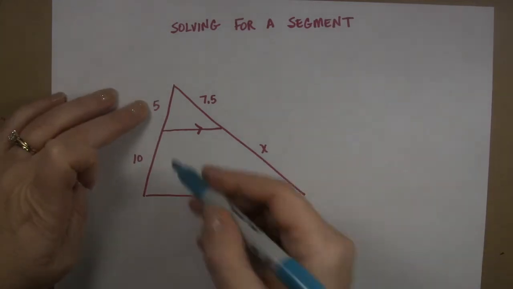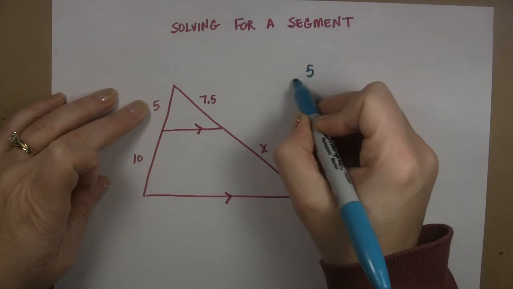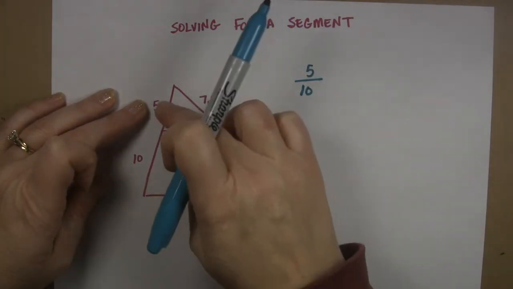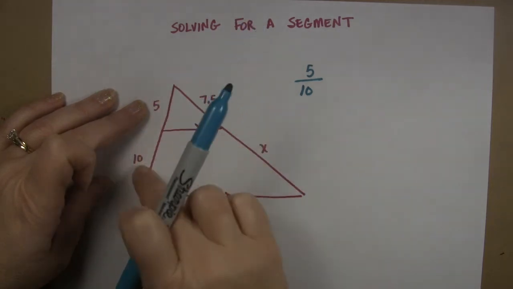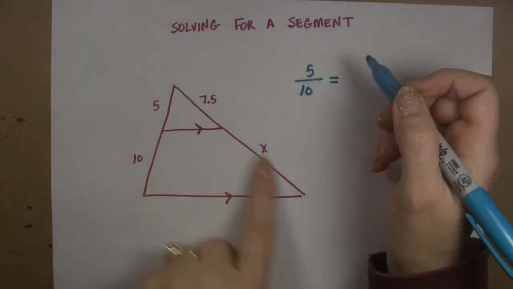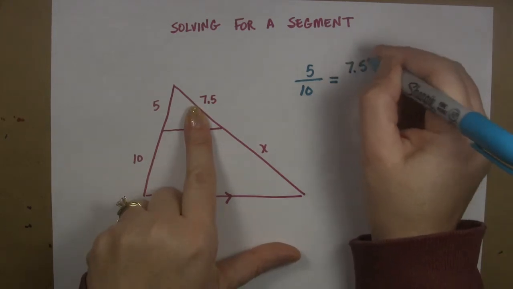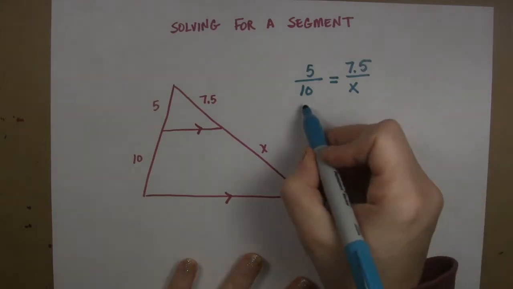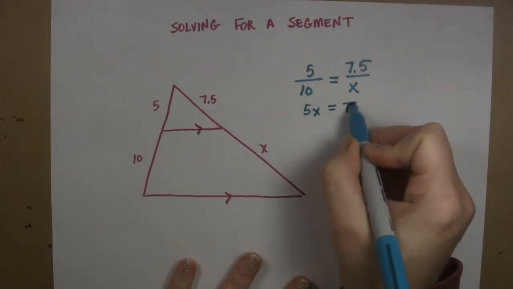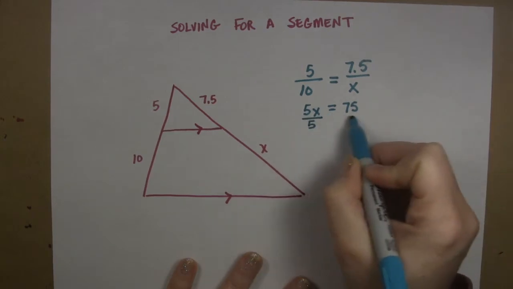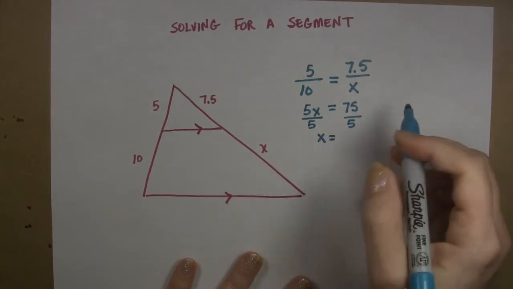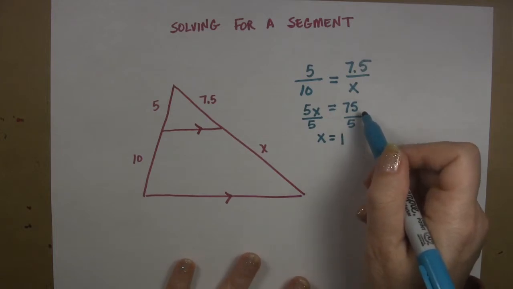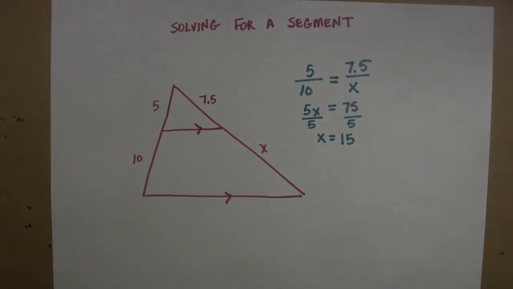So here I'm going to stay on this side, and I'm going to say 5 over 10. So on one side I'm doing this segment over this segment equals, and now I'm going to do this side, 7.5 over x. Now to solve this, I would cross multiply. So I would get 5x equals 75. Divide both sides by 5, and I get x equals, what does that equal? 15. X equals 15. Okay?